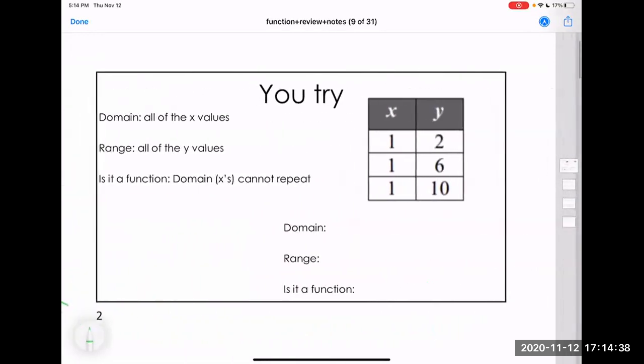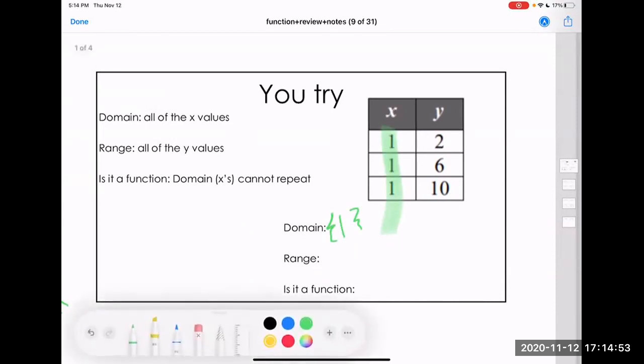Same kind of question for the next one. The domain is all of the x values. We use the fancy parentheses and then we don't repeat the number. So even though it's 1, 1, 1, we just write the number 1. The range is all of the y values. So 2, 6, and 10.